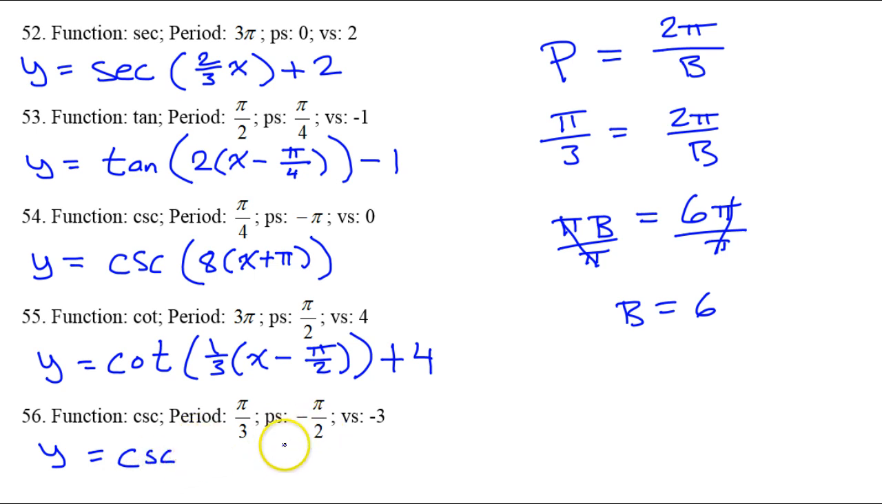Let's see, is there a phase shift? Yes. So I'm going to have parentheses inside of parentheses. So first my b value happens, and then I put another set of parentheses, and I have to put x. This is minus pi over 2, so I have to put plus pi over 2, because they're always opposites in the equation. Close that parentheses, and then close the wider parentheses. Since there's a vertical shift of -3, I'm going to put a -3 on the end of that.